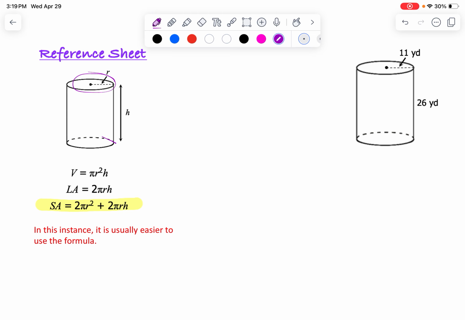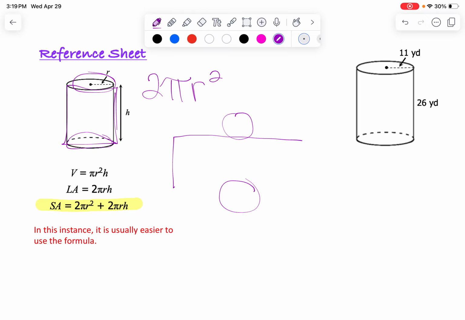a circle on the top and a circle on the bottom. Well, the formula for area of a circle is pi r squared, and we have two of them, right? So that's the circle on the top, and then you've got another circle on the bottom. So that handles that. And then you also have this part here, which is like a wrap around. So it's really just a rectangle that wraps around that surface. So it's a rectangle that's like this.